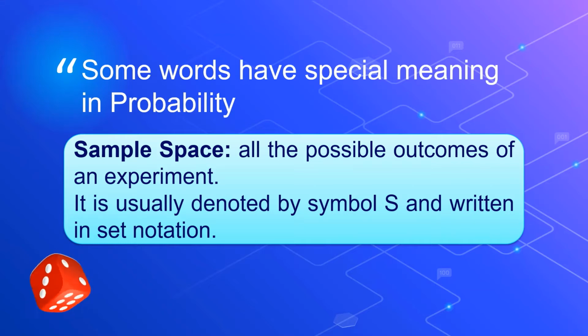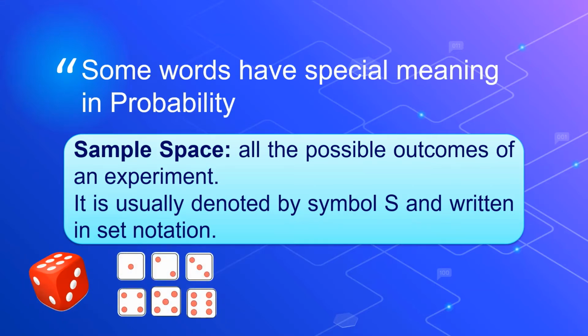Next is in rolling a die. The sample space we have each face of the die. So it can be written in set notation as S is equal to {1, 2, 3, 4, 5, and 6}.